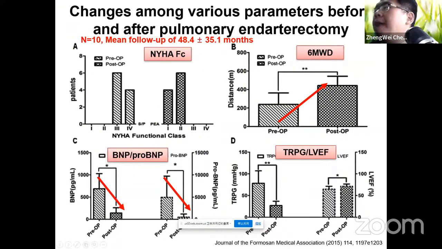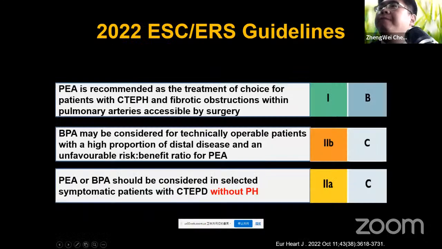As we could see, after PEA, the NYHA classification improved, the mean walking distance increased, and BNP and NT-proBNP decreased. TRPG decreased, and left ventricular ejection fraction increased.